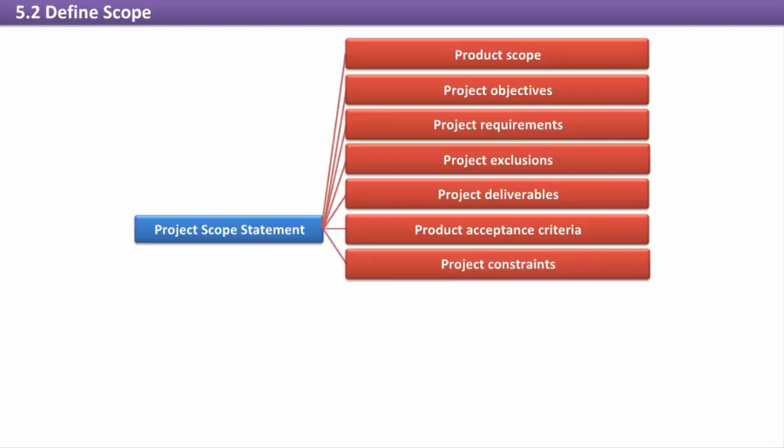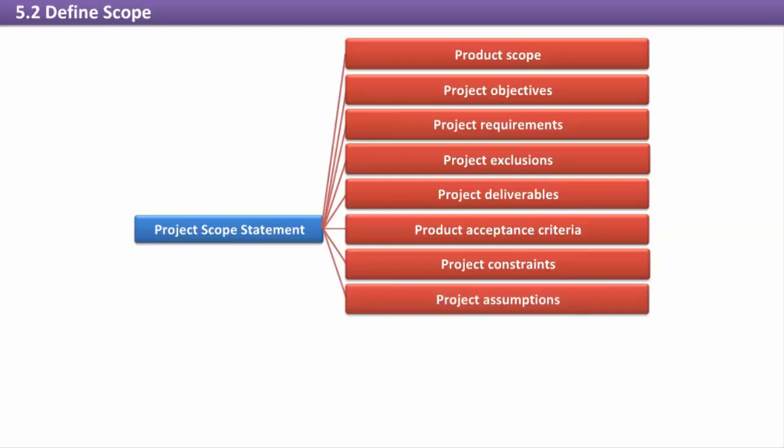Project constraints. Any limiting factors the project must work within, such as deadlines, budget, staffing, facilities, equipment, materials, or contractual restraints, should be described. Project assumptions. Every project has assumptions, and these should be described because assumptions are risk factors. Risks. Risks should be identified at least at a high level.